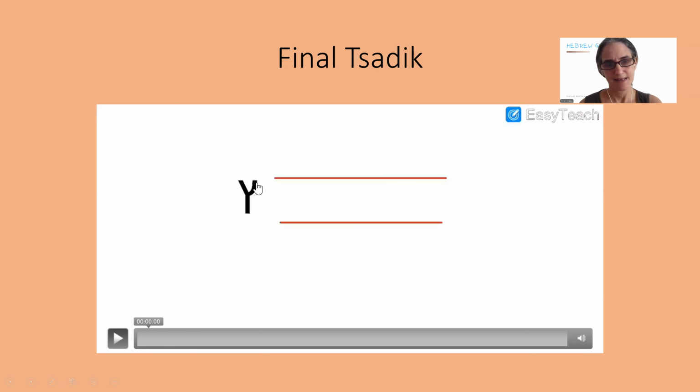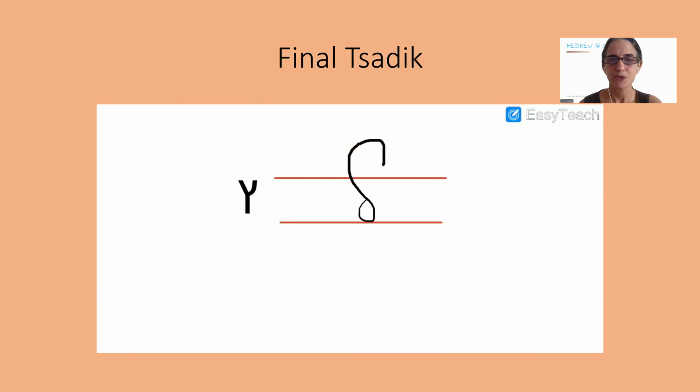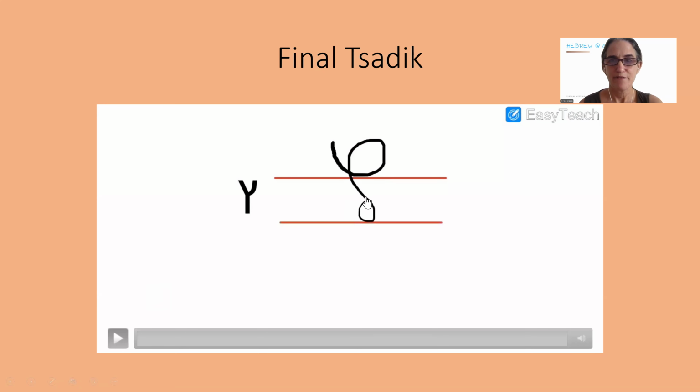And you can see this is the print, like a little tree maybe, and the script. And once again, a little bit similar to the final fey, we start with the shape of a lamed. So this little bubble and going up. And now, instead of stopping here, we just continue a little bit more, and then we do this little kind of another bubble.